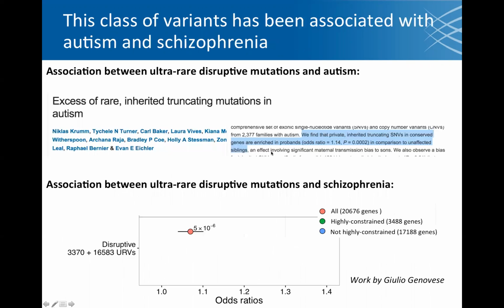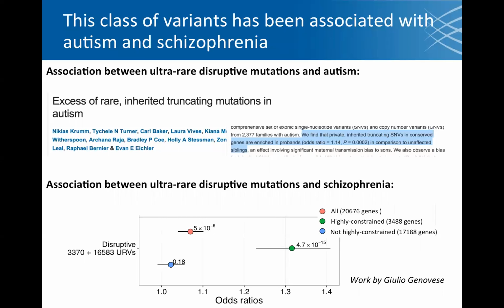And that's been previously studied. They have been associated with autism, and they have been associated with schizophrenia. This is the work by Giulio Genovese. You can see that when you look at all the disruptive variants, you see a slight increase in the frequency of these variants across individuals with schizophrenia compared to controls. But really, you can separate signal from noise when you specifically focus on highly constrained genes versus non-highly constrained genes.